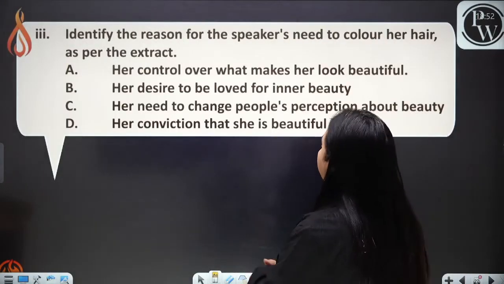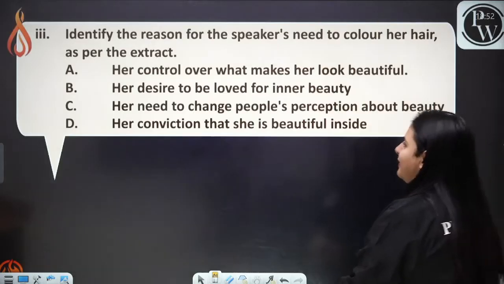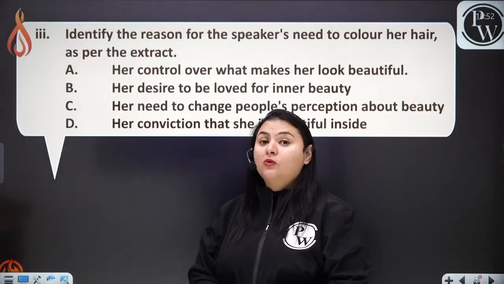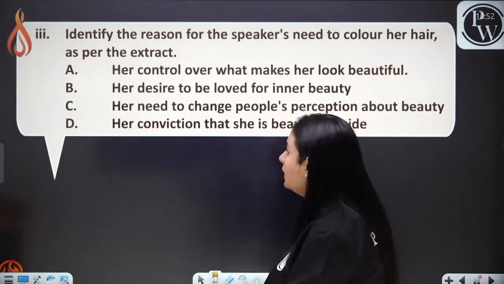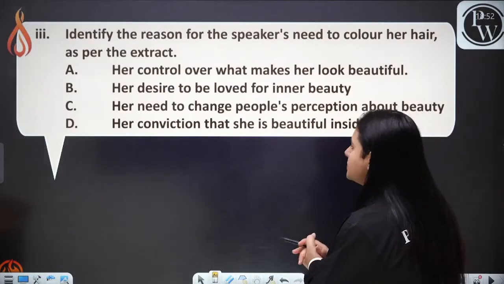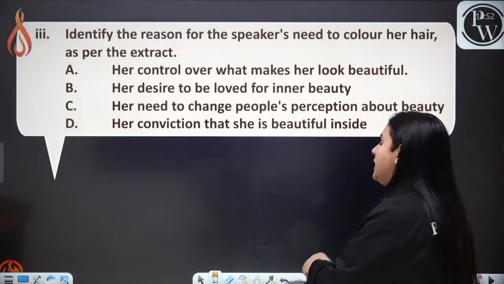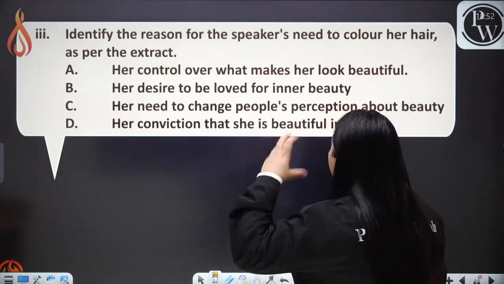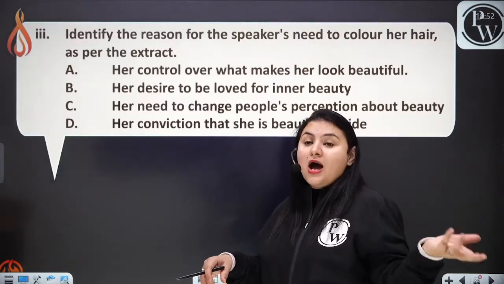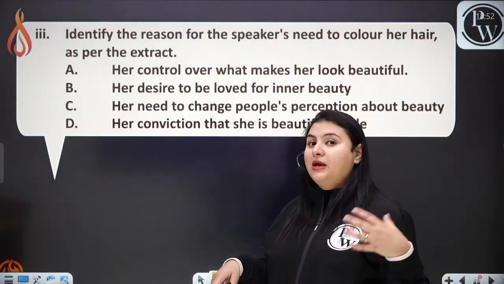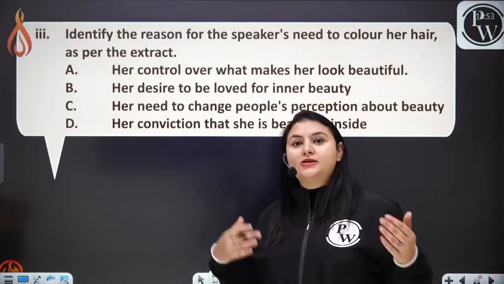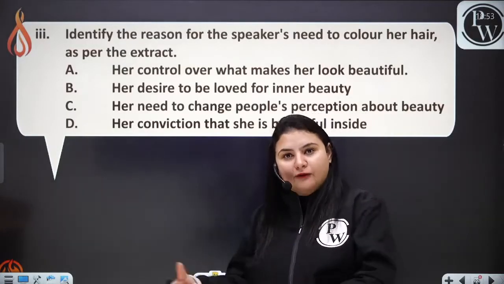The third one, identify the reason for the speaker's need to color her hair as per the extract. Multiple options are given to you: her control over what makes her look beautiful, her desire to be loved for inner beauty, her need to change people's perception about beauty, her conviction that she is beautiful inside. Is she trying to control herself? Is she trying to exhibit that, see, I have control on myself, that I can change the way I look? Maybe I can look beautiful or ugly if I want. Her desire to be loved for inner beauty: she is doing that out of desire, that I want to be loved just for my inner beauty.